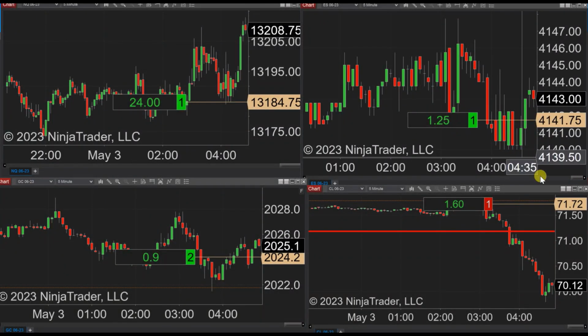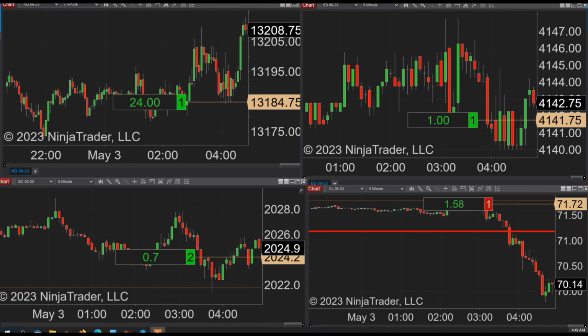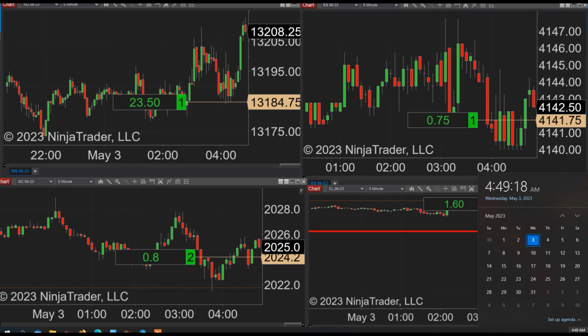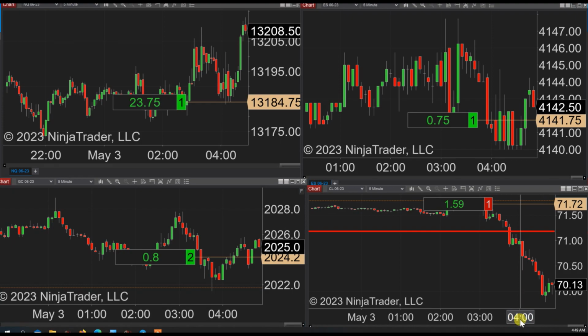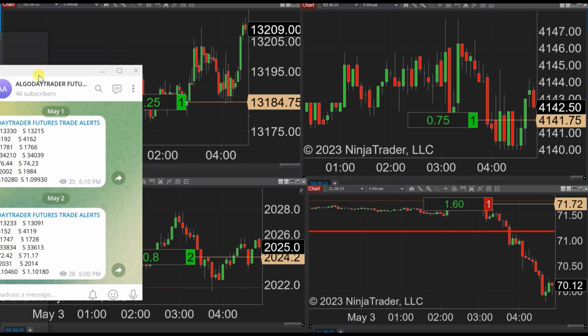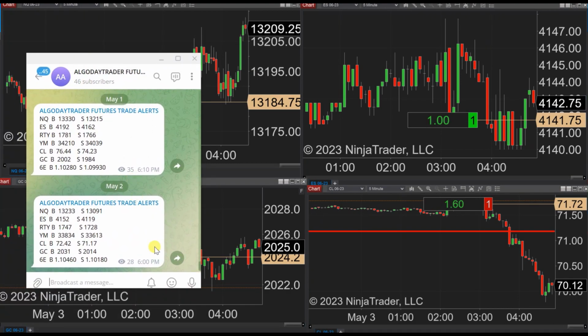Early in the morning, FOMC day. I am in 5 trades. The 6E is in a different screen, but I'm gonna drag it over here. All my trades are based on the alerts, of course, that I post in the evening. So this is from last night, a bit after 6 p.m.